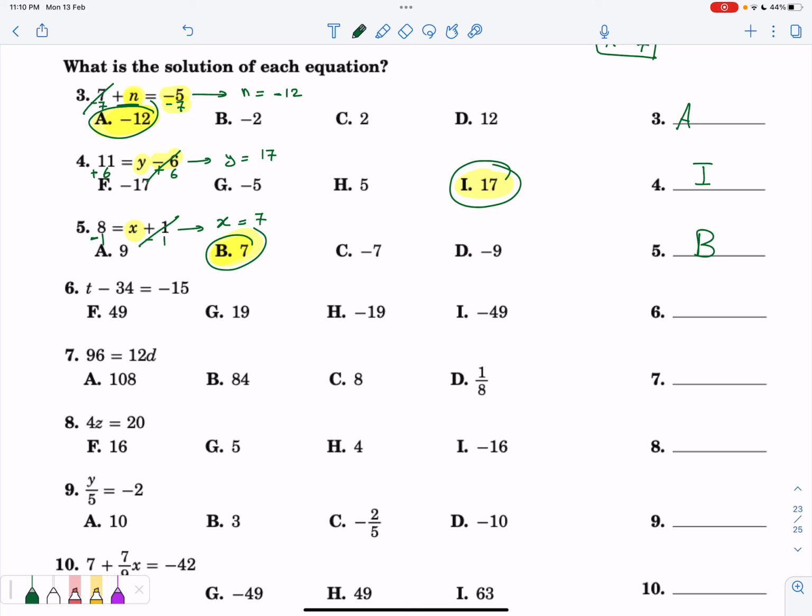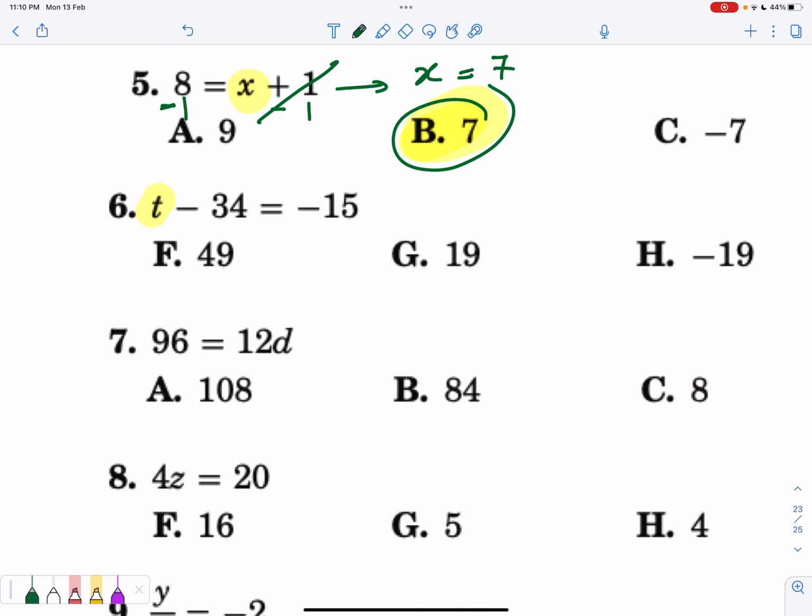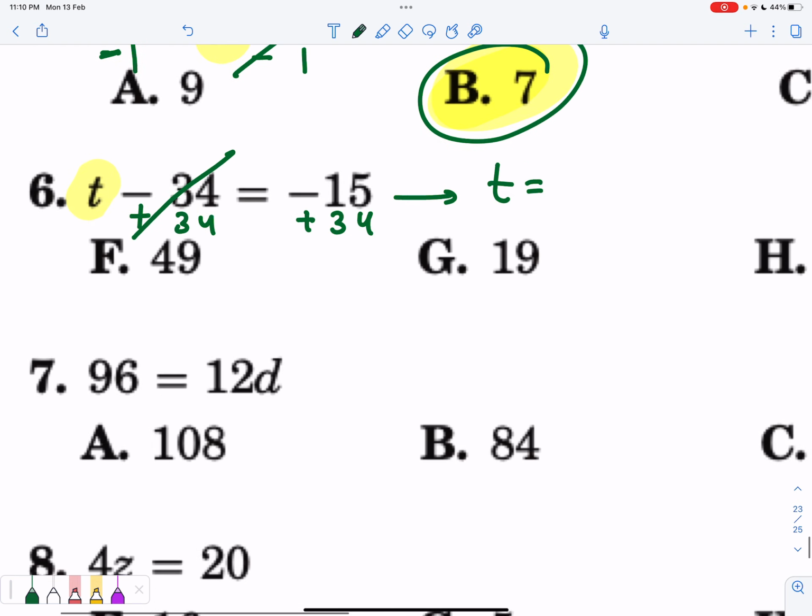Okay, then number 6. Here we have t minus 34 equals negative 15. Now your variable is t, so you need to do the opposite operation. So you have minus 34. You will add 34 to both sides. This will go away. So you will just have t is equal to negative 15 plus 34. This means you have different signs. So different signs, subtract. You need to subtract these two numbers.